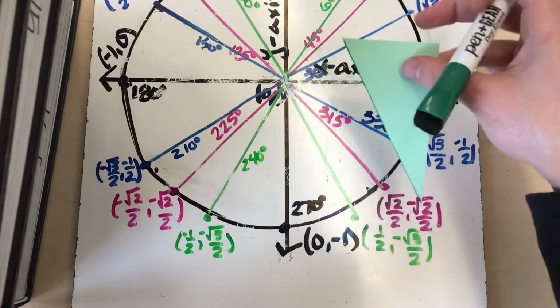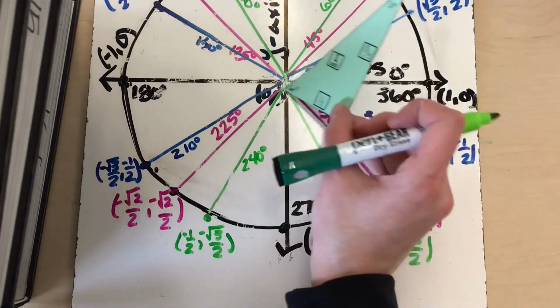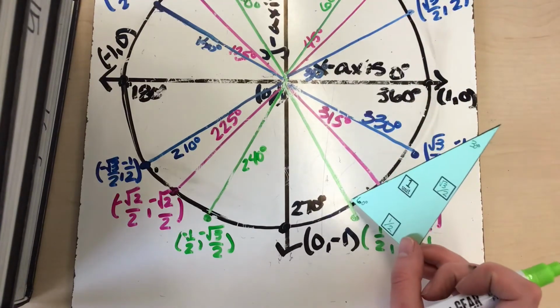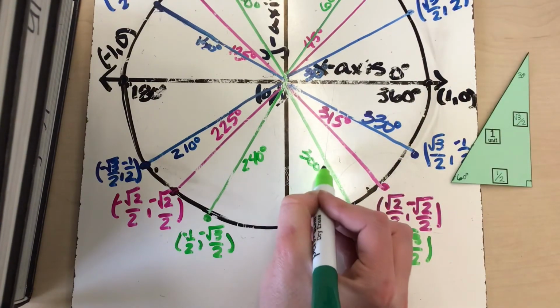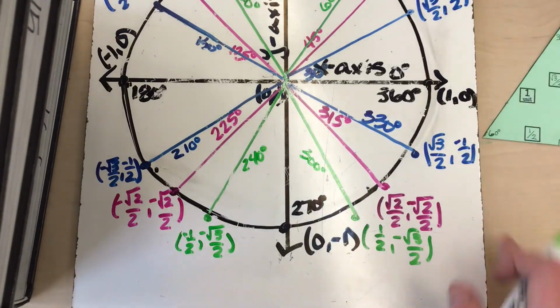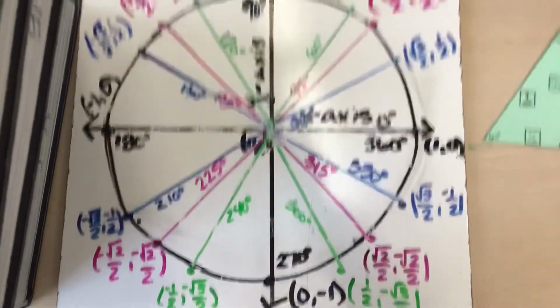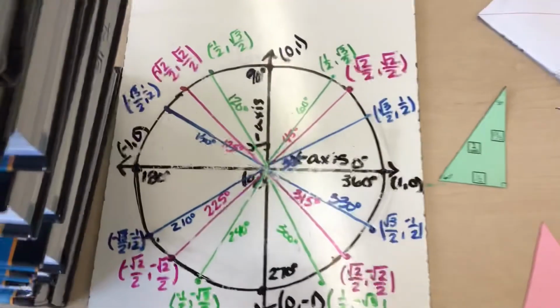Last thing to make note of is our degree measures. We know that this is 60 less than 360 or 30 more than 270, which comes out to a nice even 300 degrees.